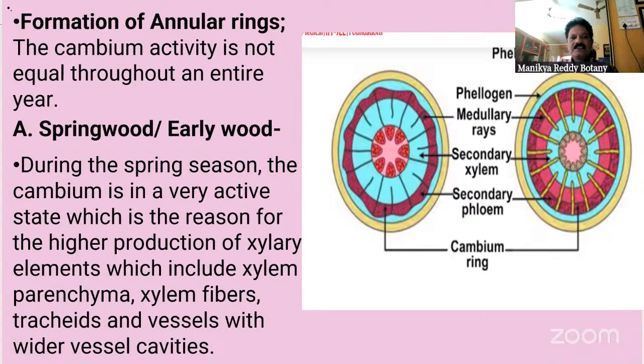The wood which is formed during spring season is called spring wood. Since it is formed in the early season, it is also called early wood. Since it is forming during spring season, the wood is called spring wood. The secondary xylem is generally termed as wood. That's why the secondary xylem which is formed during spring season is called secondary spring wood or early wood.